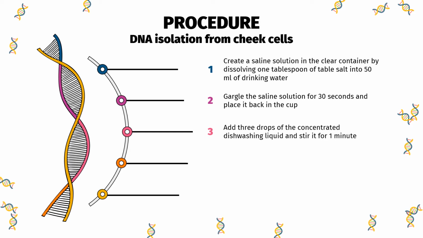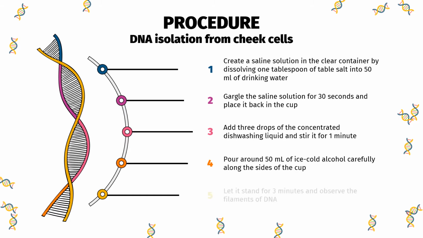Next, we added 3 drops of the concentrated dishwashing liquid and stirred it for 1 minute, carefully enough to avoid creating bubbles. After stirring, we poured around 50 ml of the ice-cold alcohol carefully along the sides of the cup so that it forms a layer on top. After letting it stand for 3 minutes, we then observed for the filaments of DNA and took photos of the DNA isolates.